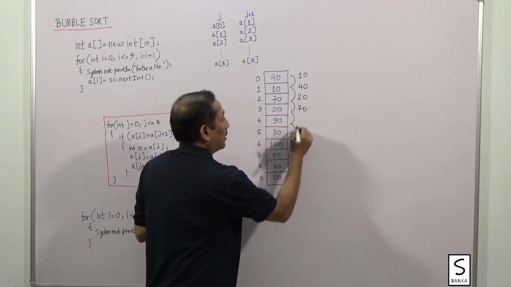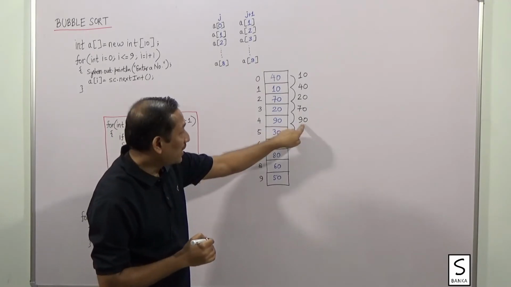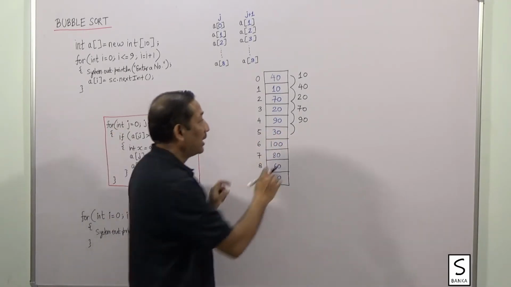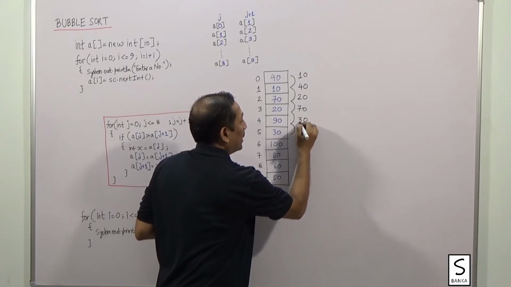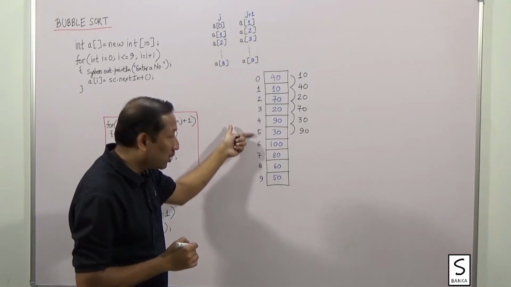Next, we will compare A4 with A5. So is 90 greater than 30? Yes, it is. Hence, there will be swapping. So now you can see the location A5 contains the biggest of all these numbers.